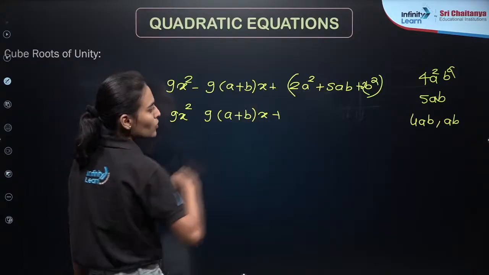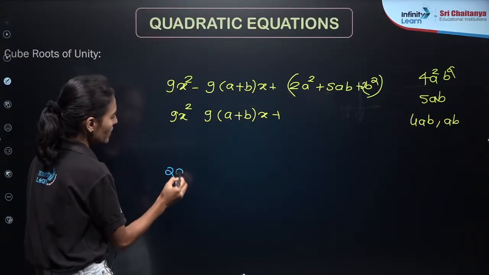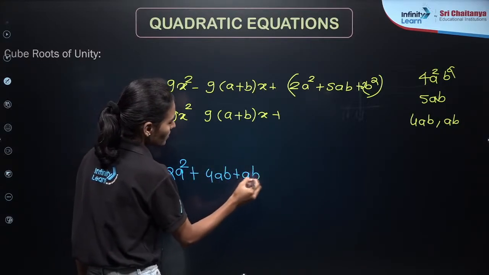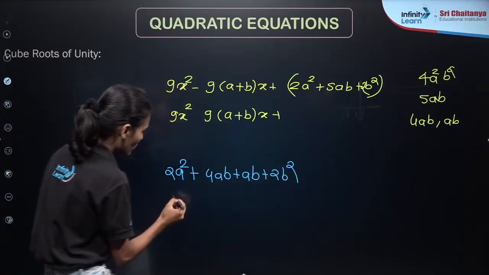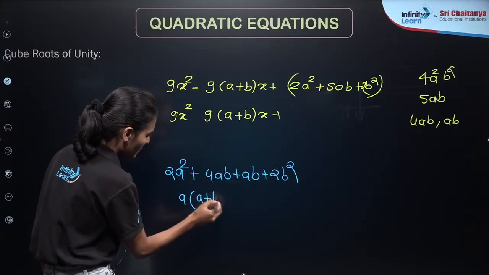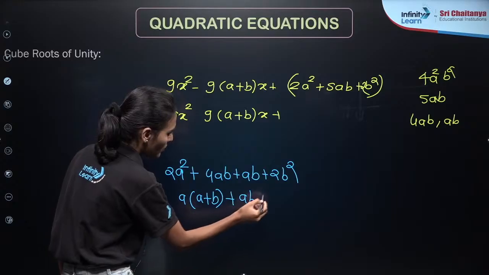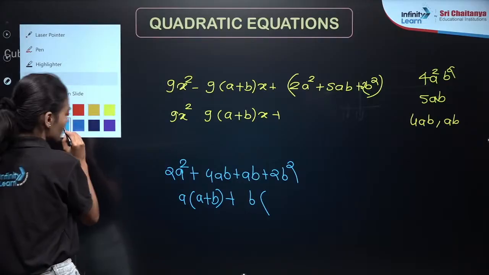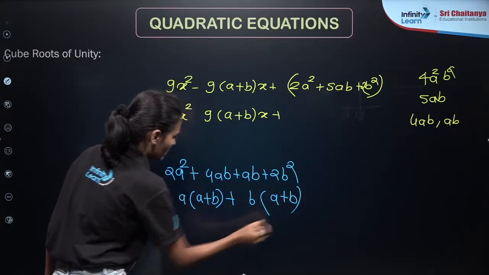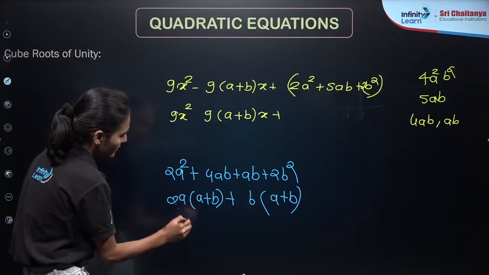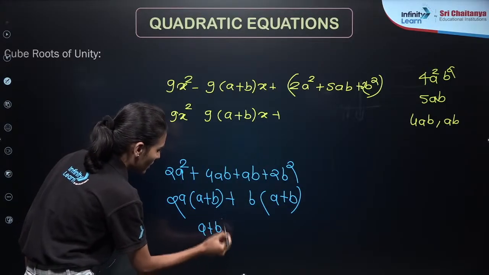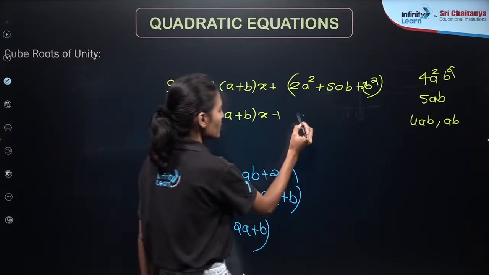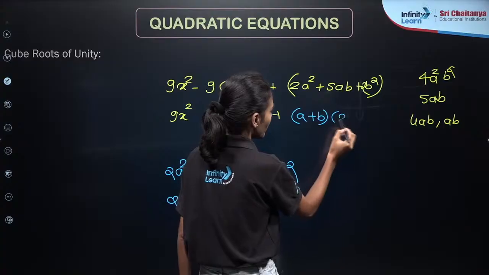So factorize that, what you will get the answer as? You have this as 2a square plus 4ab plus ab plus 2b square. So this is 2a inside a plus b, and here ab common, here b common, inside you will get again a plus b. Right, here 2a is common, so this is a plus b into 2a plus b. Okay, so here you got this as a plus b into 2a plus b.